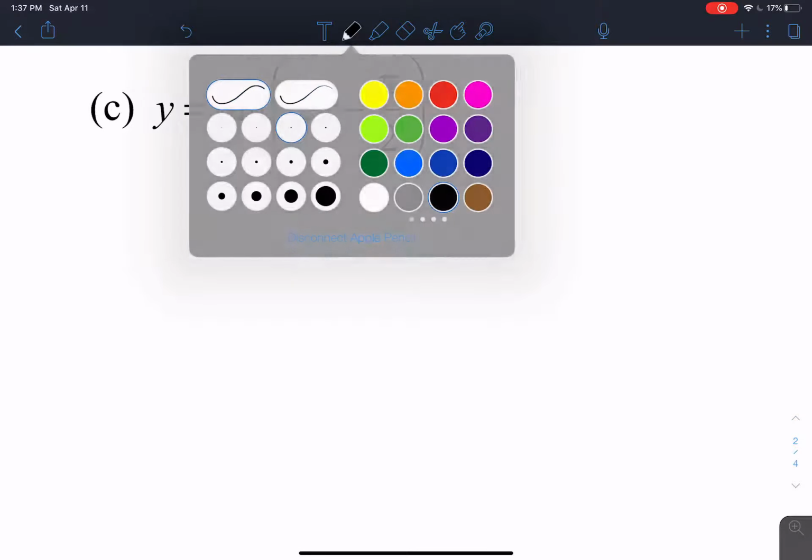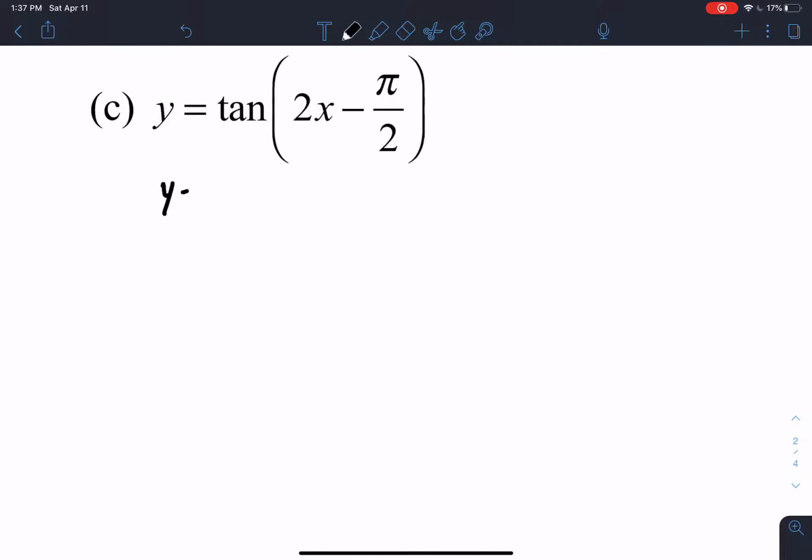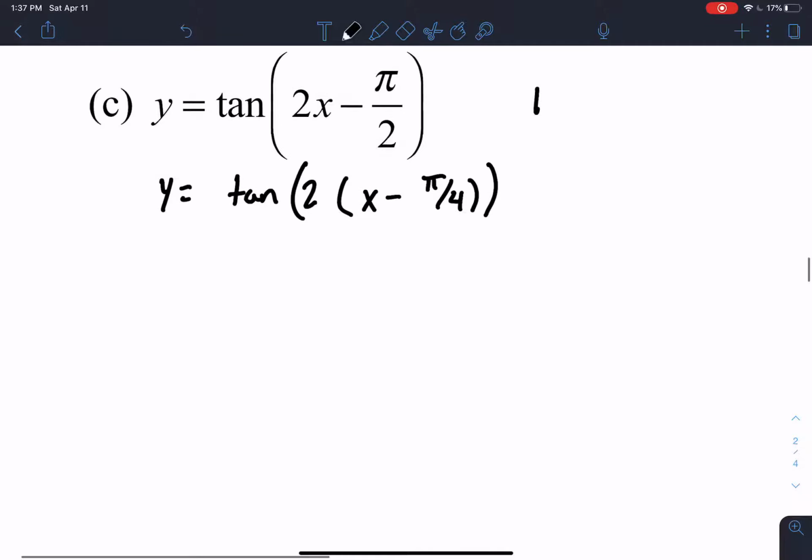Okay, and then for dropping down to the third one, okay, so we have y equals tangent of 2 parentheses x minus pi over 4. All right, so pi over 2 divided by 2 gives you pi over 4. Okay, so my period, again, is going to be pi over 2, right? Now, we're also going to be moving this graph right pi over 4.